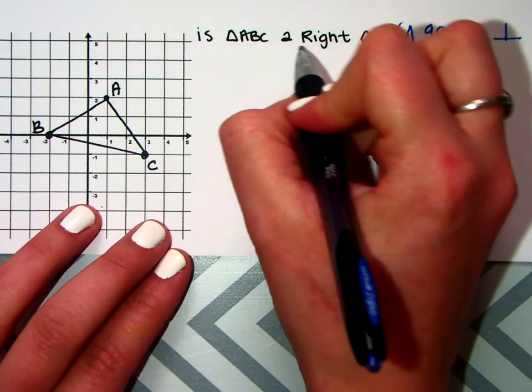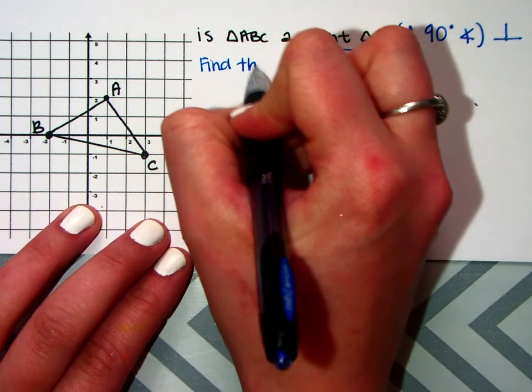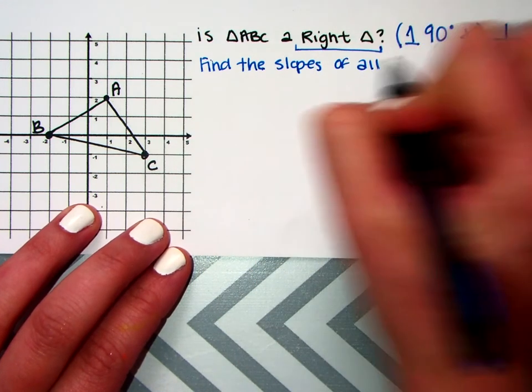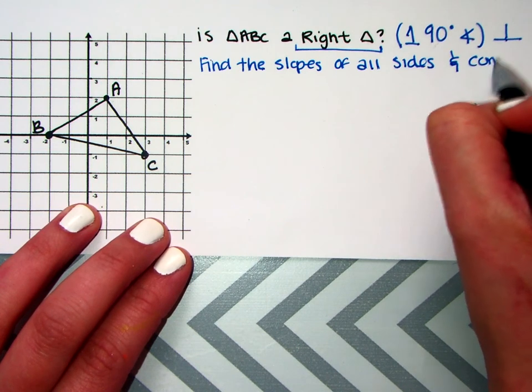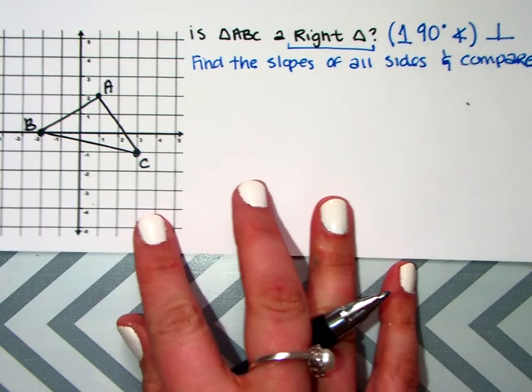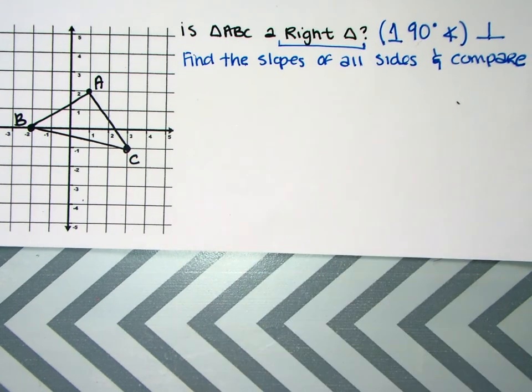So in order to prove if something is a right triangle, all you do is find the slopes of all the sides and compare. So you actually don't change any of the slopes. I know we're used to making it perpendicular, so we'll flip it and change the sign. In this case, we're just finding the slopes and then comparing them ourselves, looking for a perpendicular slope pair. We're not actually changing it.